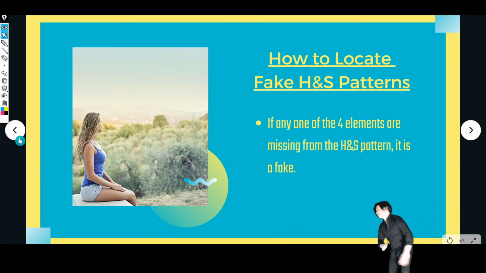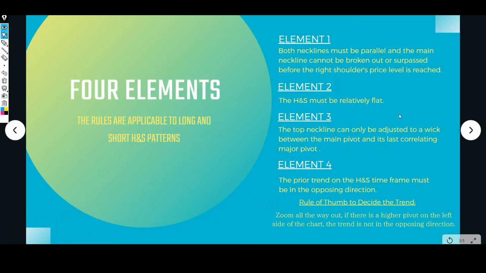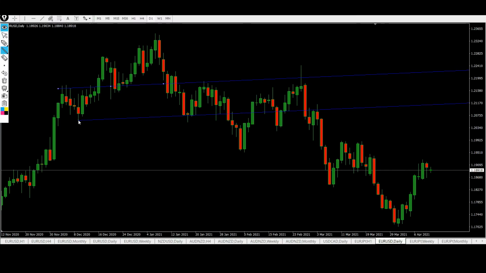Okay, so we'll go back a slide. Alright, so element number 1. Both necklines must be parallel and the main neckline cannot be broken out or surpassed before the right shoulder's price level is reached. So both necklines in this H&S were parallel. Moreover, the main neckline was not broken out or surpassed before the right shoulder's price level was reached. So it cleared element number 1. Let's go on to number 2.